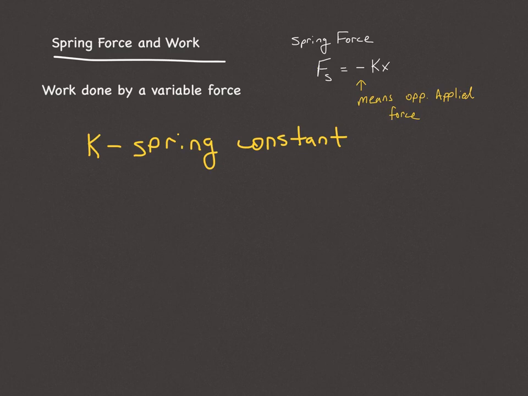It is basically telling you how stiff the spring is. The higher the number of the K, the stiffer the spring will be. So if I had a K constant that was equal to 100 and the units are newtons per meter, that means it would take 100 newtons worth of force to stretch it 1 meter.